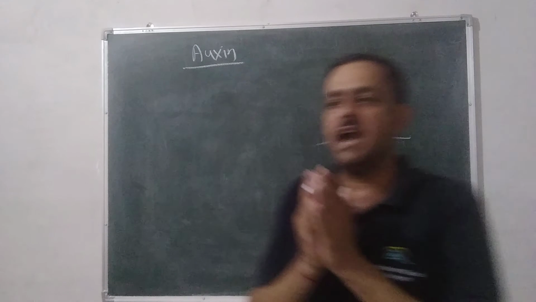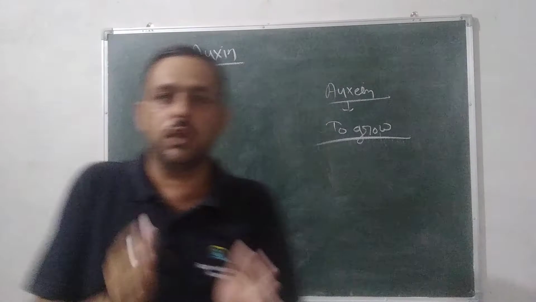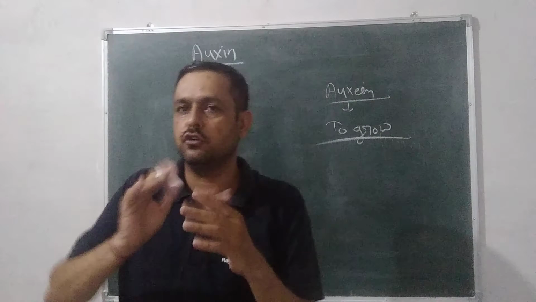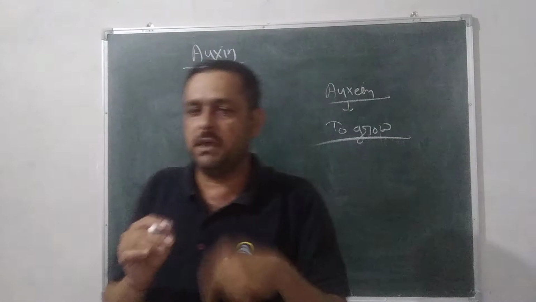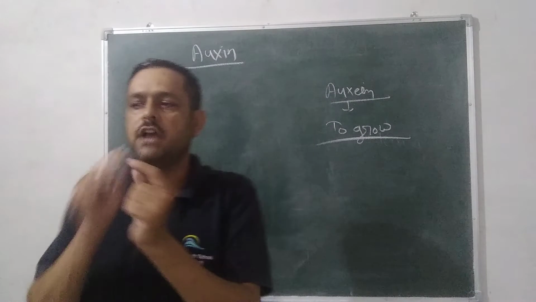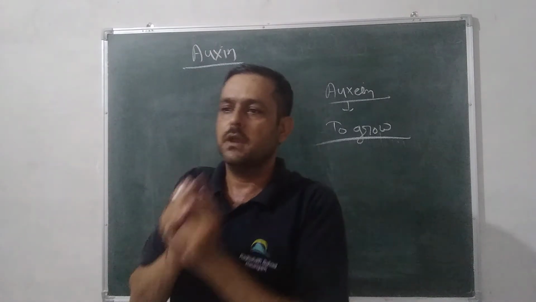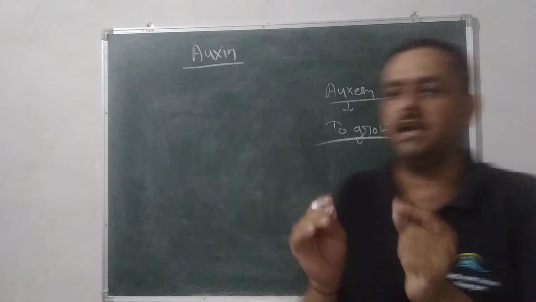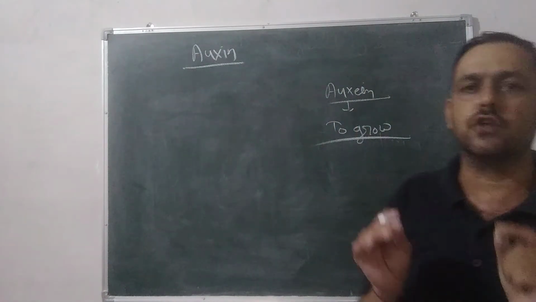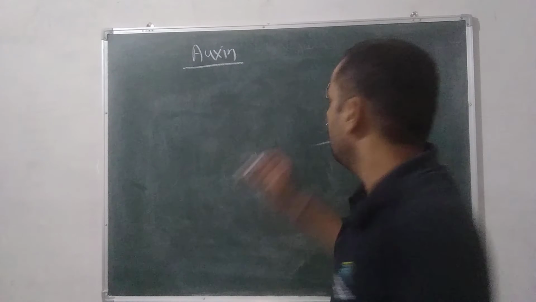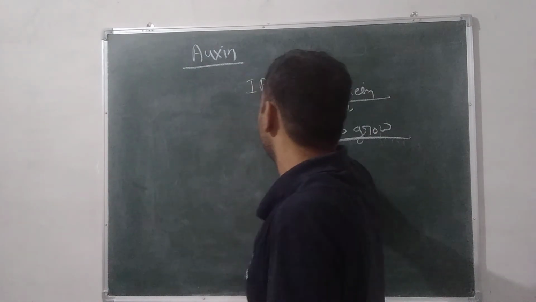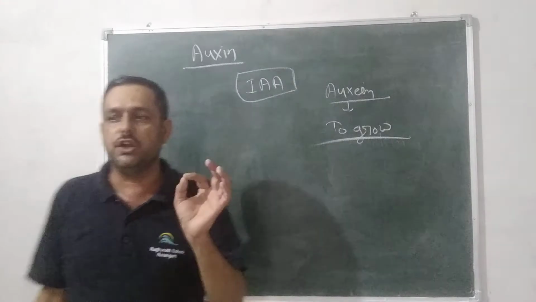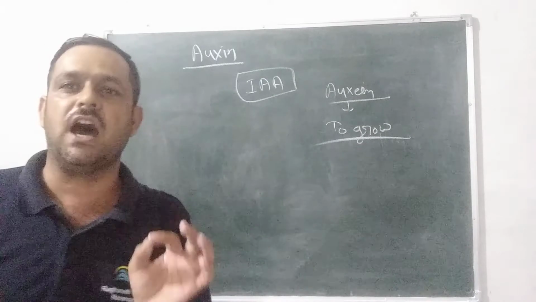It was firstly isolated from human urine. You have to remember, a 1 mark question is prepared here. Indole acetic acid, or in short IAA, and all similar natural and synthetic substances are called auxins.